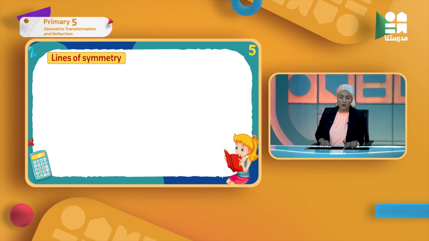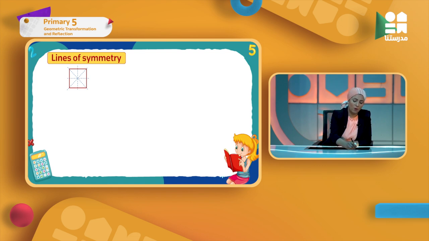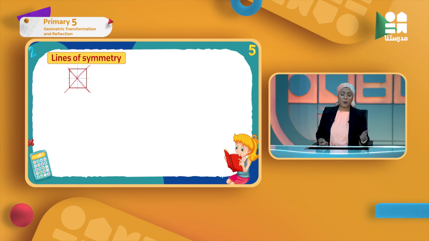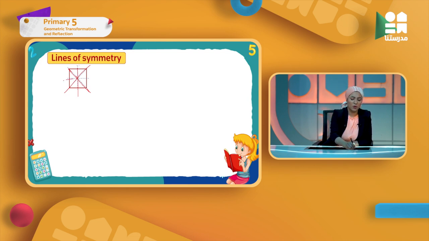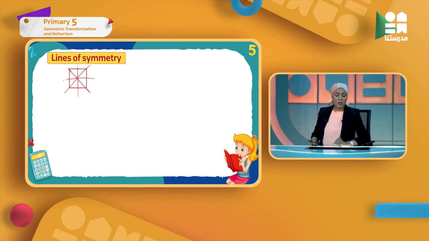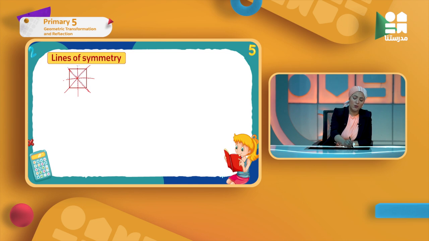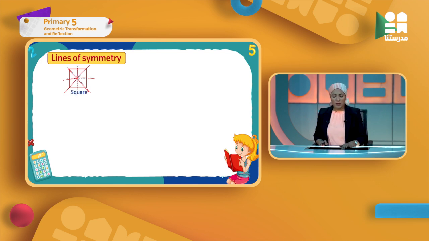And now let's move to some geometrical shapes and check what the lines of symmetry are in each one of them. I'll start with the square. Any square has four lines of symmetry. As we can see, if we fold this square on this line, the two halves are identical. On this line of symmetry, the two halves are also identical. The vertical line of symmetry is identical. The horizontal line of symmetry will also be identical. So here I say I have one, two, three, and four lines of symmetry for any square.